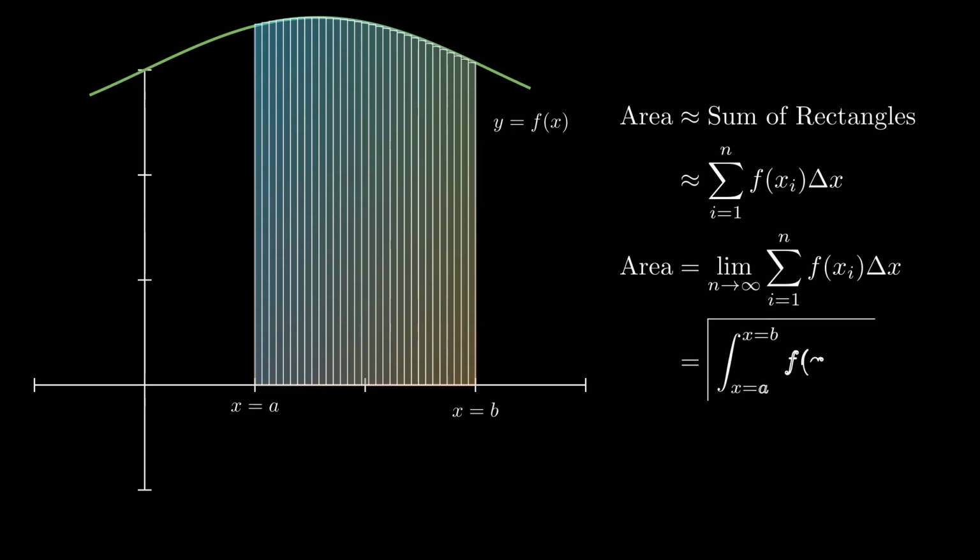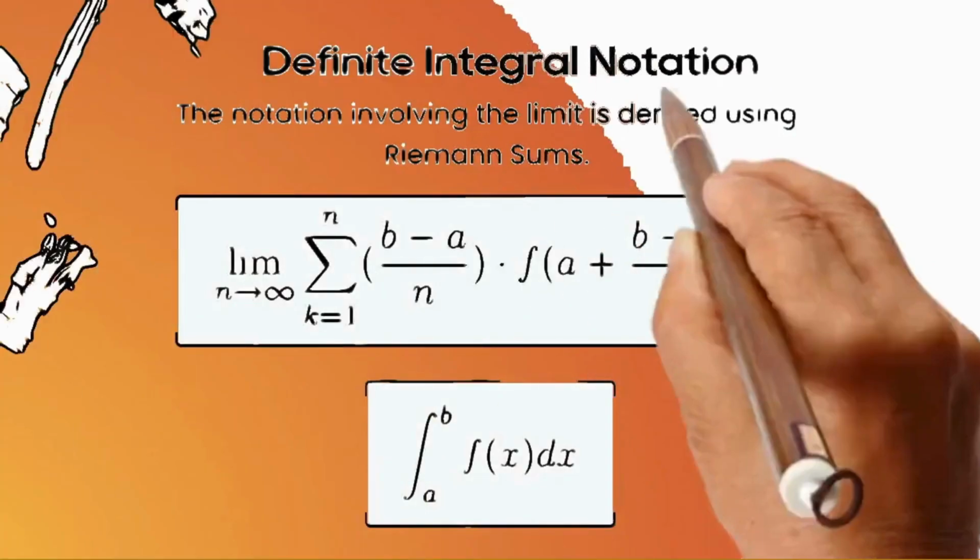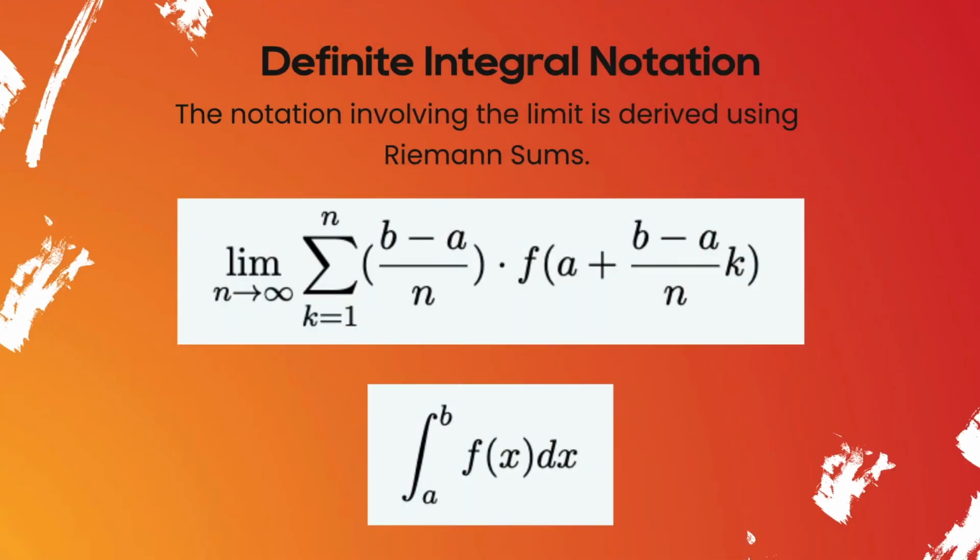And this brings us to definite integral notation. The definite integral notation is the limit as n approaches infinity, which is basically the number of rectangles approaching infinity, of the summation from k equals 1 to n of b minus a over n, which is the width of each rectangle, times f of a plus b minus a over n times k, which is the height. And this is the same thing as the integral of f of x from a to b.